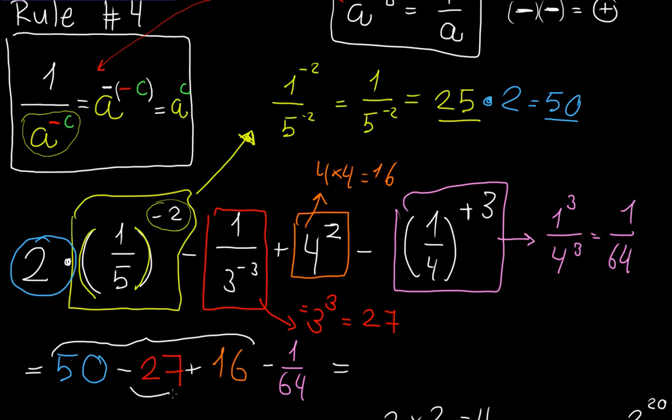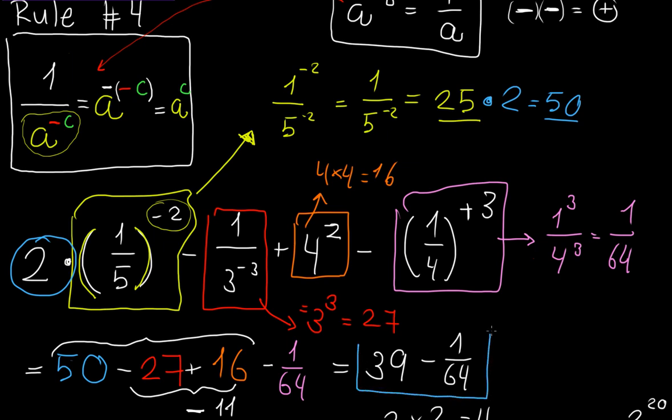So how to do it in a fast way? This is a difference of minus 11. 50 minus 11 is 39. 39 minus 1 over 64. I am not going to simplify it further. This would be the result, just as an example of how to work with exponents.